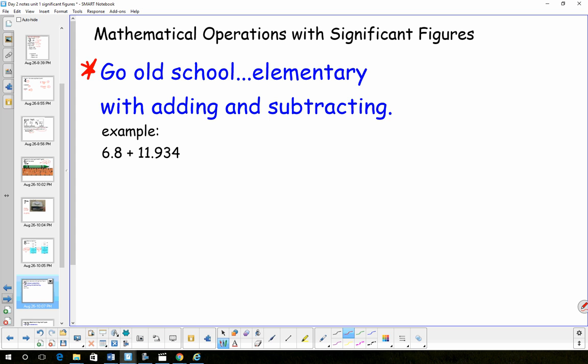So if I had this, I would say, okay, 6.8, and then I would line up the decimals, 11.934, right? And then I would add it up, right? What you want to look at, and when I say go old school, is I set it up like this because the last place they have in common is the tenths place. So that's the last place I can report. Because if somebody measured the room this way, and they went all the way to 0.0001, and somebody measured the room this way and went to 1, I can't report to 0.001 because they didn't measure as accurately.